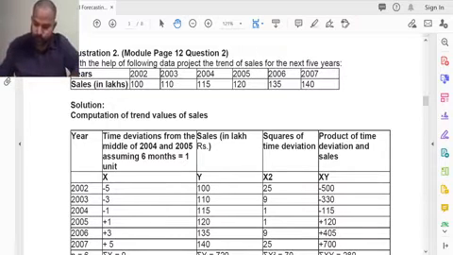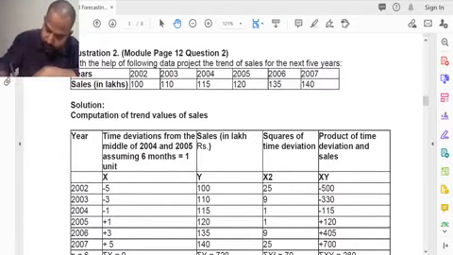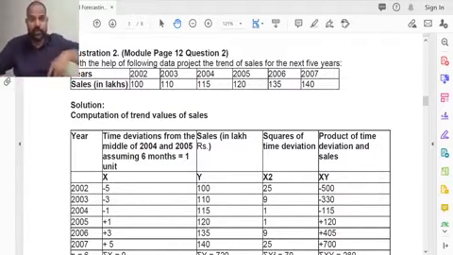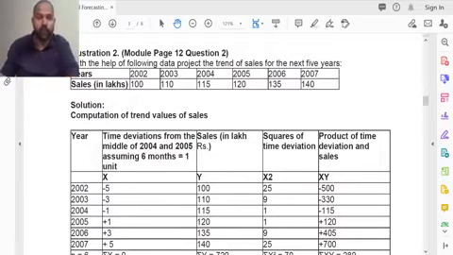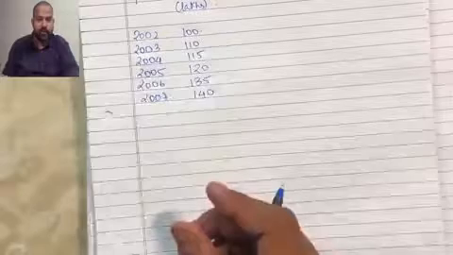So again, year and sales in lakhs. So year goes from 2002 up till 2007. So 2002, 2003, 2004, 2005, 2006, 2007. Sales in lakhs is 100, 110, 115, 120, 135, 140. Done. I have written down the question.